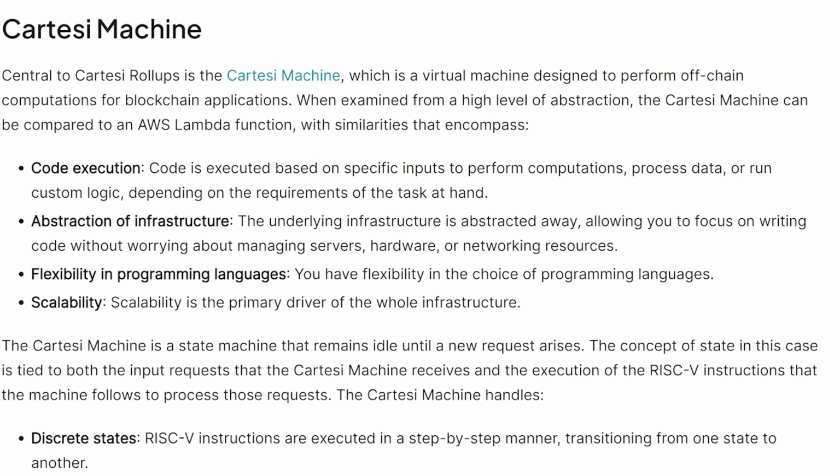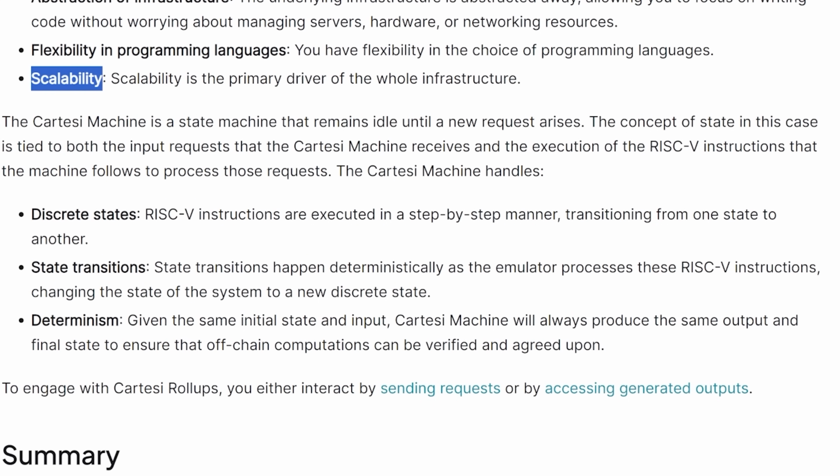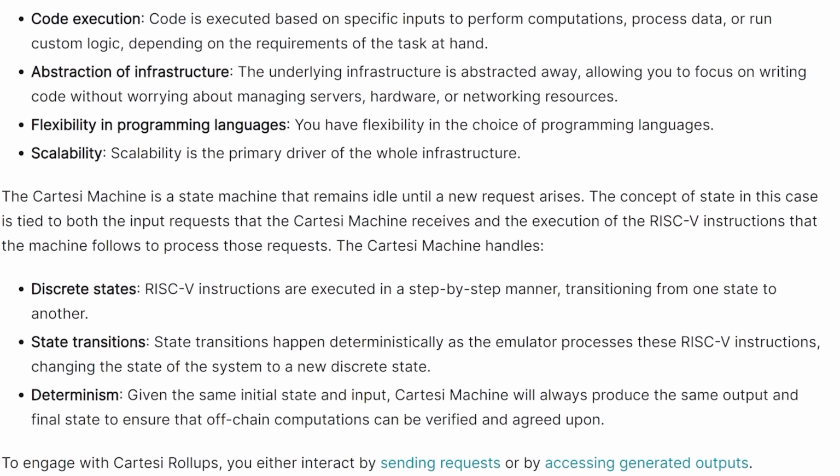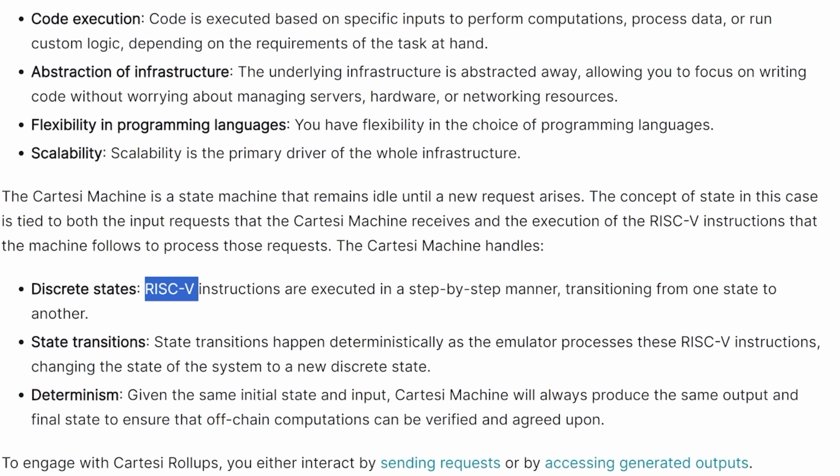So central to Cartesi Rollups is the Cartesi machine. Now, what this does: code execution, abstraction of infrastructure, flexibility, and scalability. The important stuff here is the following. The Cartesi machine contains discrete states. Now, the way this works is that we run in something known as a RISC-V architecture. This architecture is important, and this is essentially the instructions that are being executed by our code.